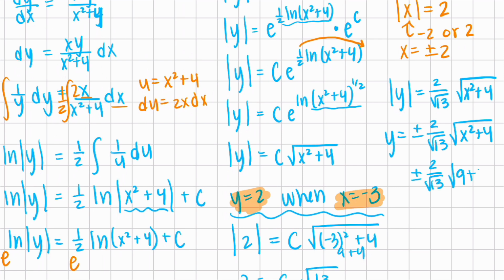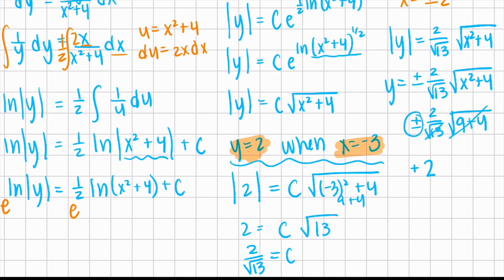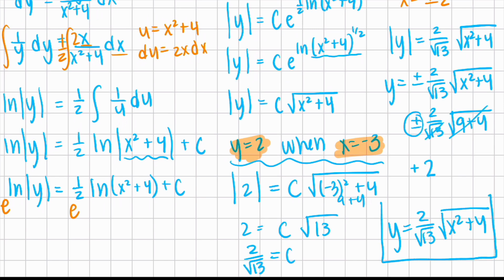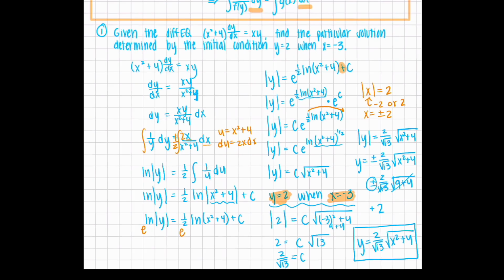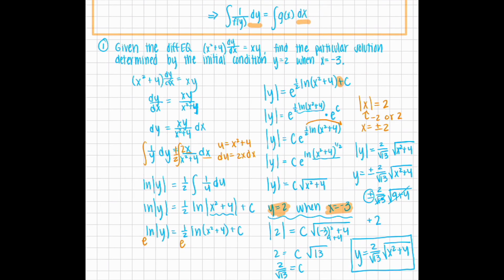this is going to be, again, 9 plus 4. So my rad 13 and my rad 13 are going to cancel, and I want a positive 2. So that means that for this, I want to pick the positive. So in this case, my answer is going to be y equals positive 2 over rad 13, rad x squared plus 4. And that is going to be our final answer. So that is our first example. We have a couple more.